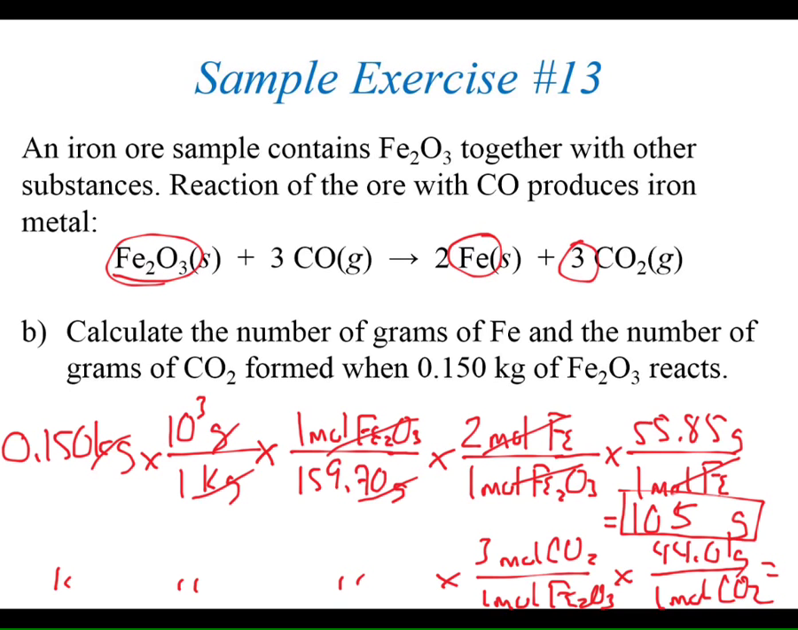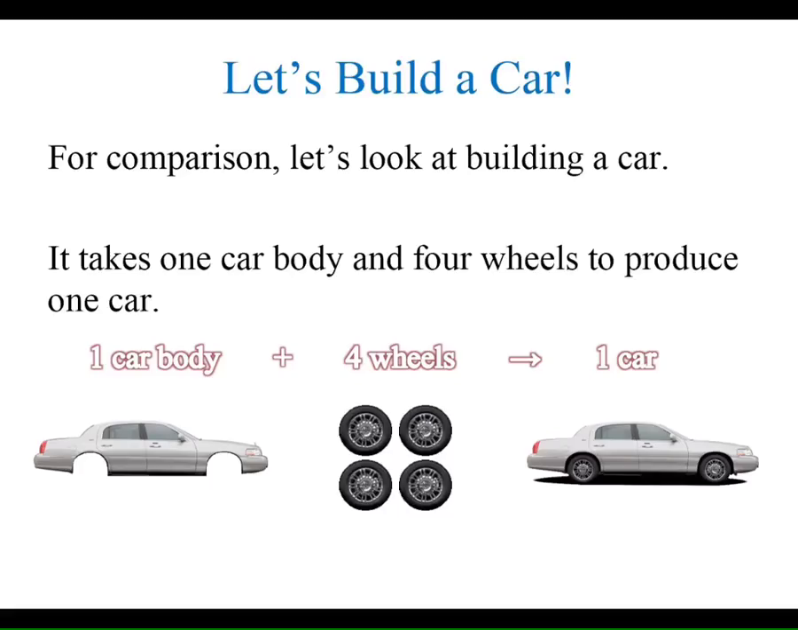However, you may not always have the exact stoichiometric 1-to-3 ratio. I'll give you an example of building a car. Let's assume cars are really easy to build, and it's literally just a car body plus 4 wheels makes a car. For every 1 car body, I put on 4 wheels and I get out 1 car. So it's a 1-to-4-to-1 ratio.